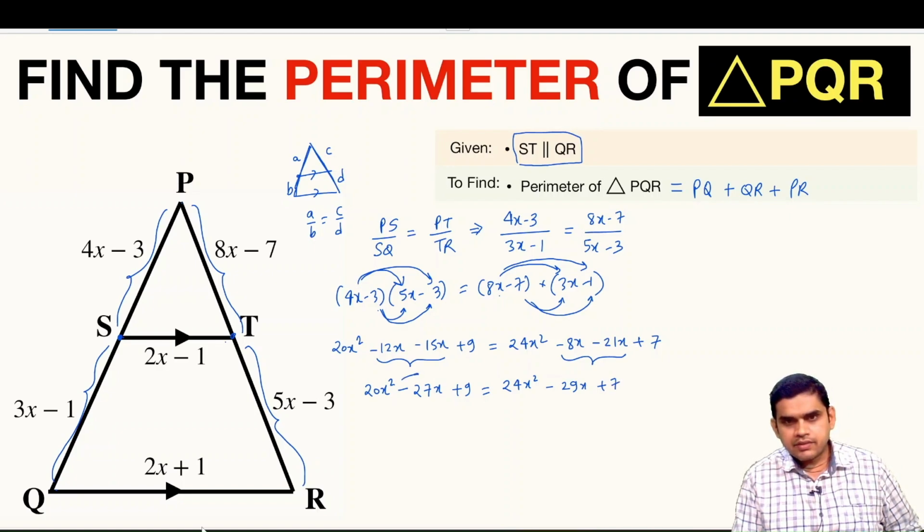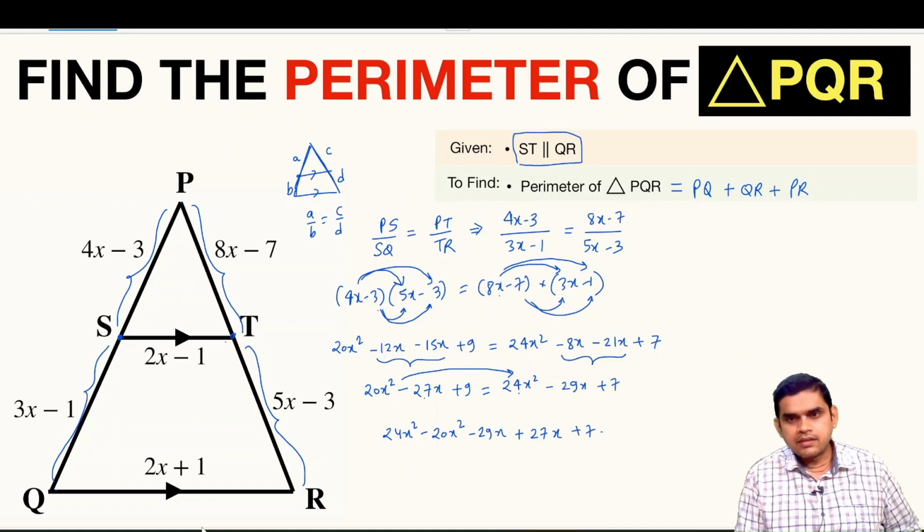Now we can shift the 20x square to the other side. So 24x square was already there. This 20x square went on the right hand side and it became minus 20x square. Minus 29x was already on the right hand side. This minus 27x will go on the right hand side and it will become plus 27x. Plus 7 was already there and this 9 will come and it will be minus 9, equal to 0. Let us now simplify the like terms. So 24 minus 20 is 4x square, and this will be minus 2x and this will be minus 2 is equal to 0.